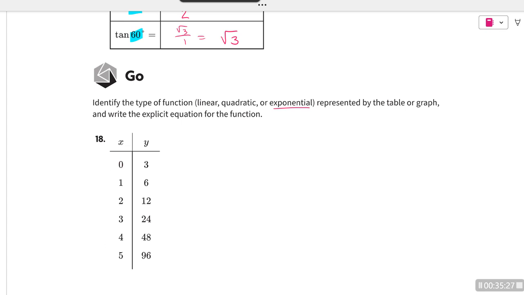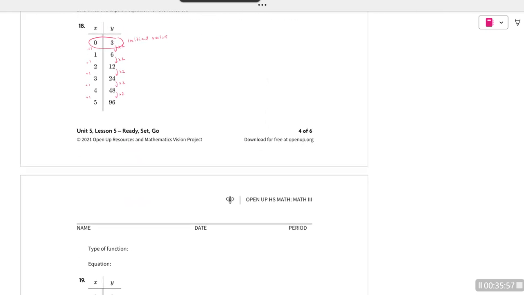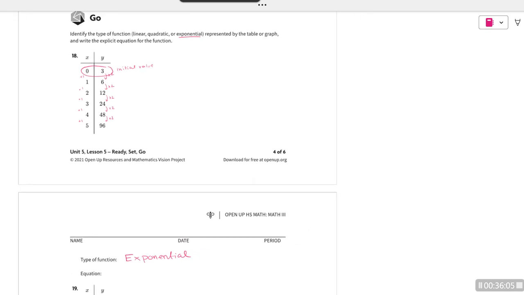Notice our x values all increase by 1. That's important to note, that it's a constant increase, they're all going up by 1. So the pattern we see here is we're multiplying by 2. It's doubling every single time. So this right here is our initial value. And when we see this pattern of doubling every time, this is going to be, did they give us a spot to put our type of function? Yeah, they did. This is going to be an exponential function, since it's doubling every time.